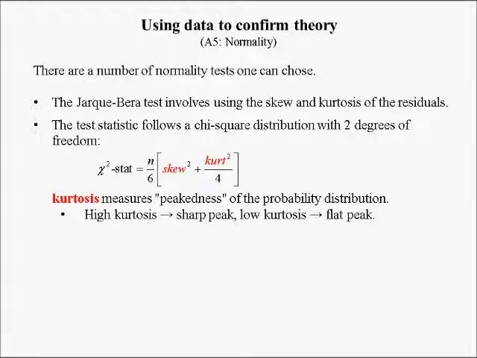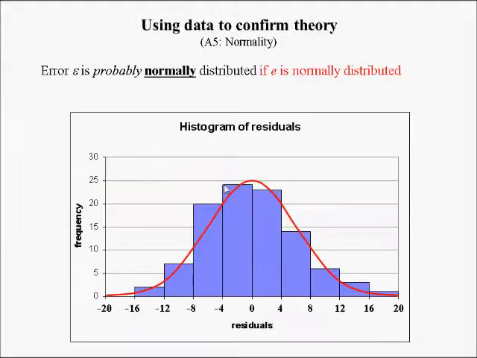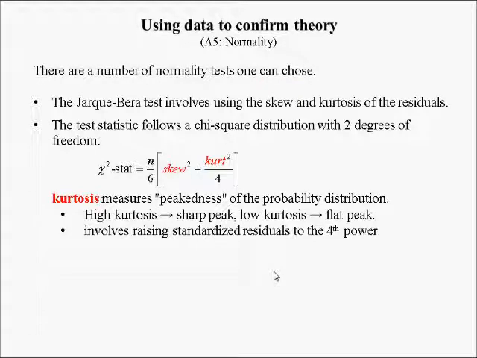Now, kurtosis means the peakedness of the probability distribution. High kurtosis means there's a very sharp peak. Low kurtosis means there's a flat peak. If you look here, I would say kurtosis is pretty mild, right? If this bar and that bar were all the same height, then you'd have low kurtosis. If this bar were, say, way up here, and these bars were way down here, then you'd have large kurtosis. Kurtosis involves raising standardized residuals to the 4th power.